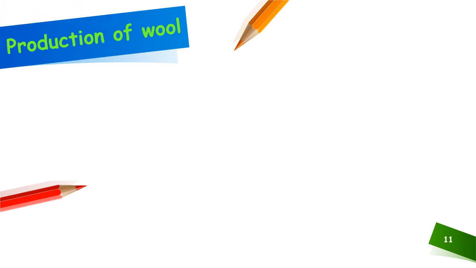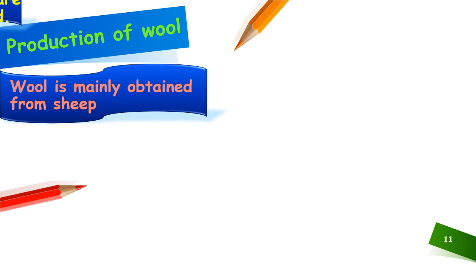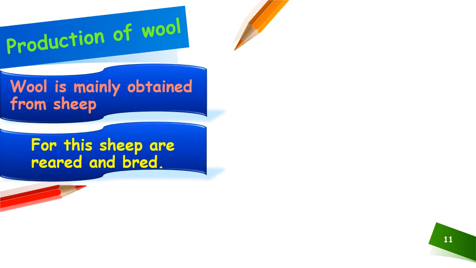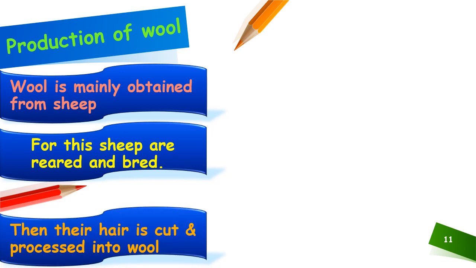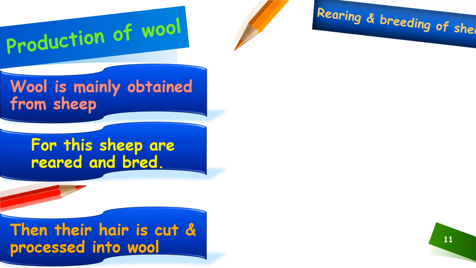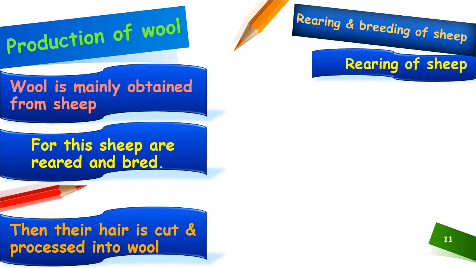Now let us study about production of wool. Wool is mainly obtained from sheep. For this, sheep are reared and bred. Then their hair is cut and processed into wool. Now we will study about rearing and breeding of sheep and how the wool is obtained and processed.